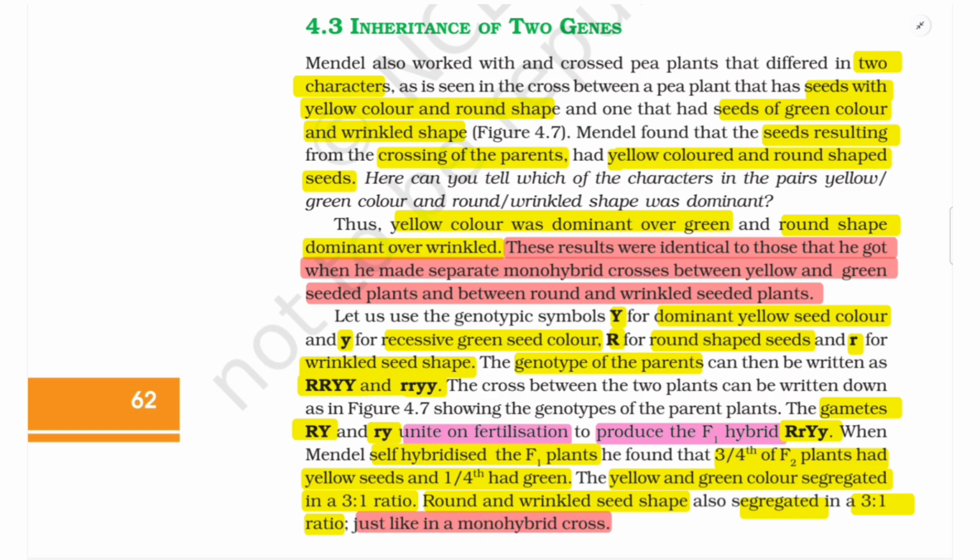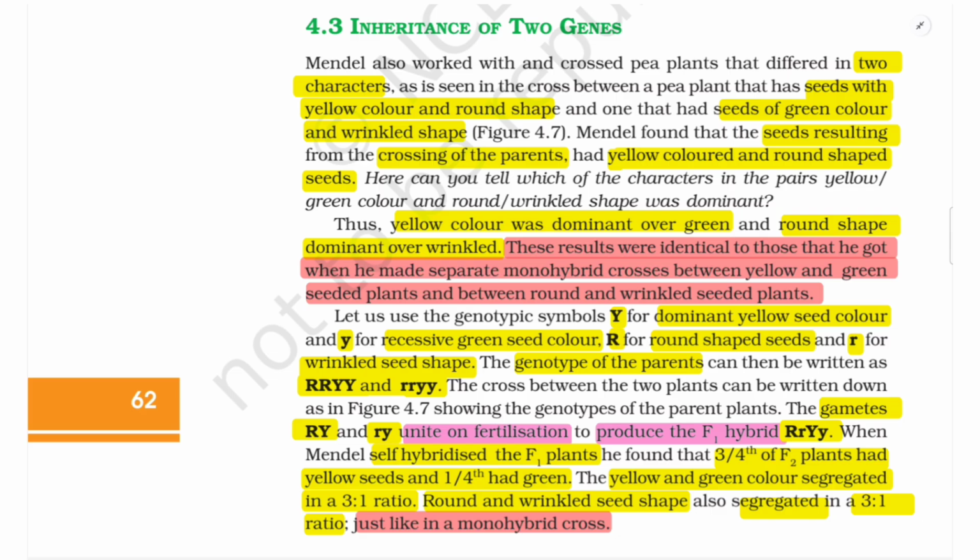4.3 Inheritance of two genes. Mendel also worked with and crossed pea plants that differed in two characters, as is seen in the cross between a pea plant that has seeds with yellow color and round shape and one that had seeds of green color and wrinkled shape. Figure 4.7. Mendel found that the seeds resulting from the crossing of the parents had yellow colored and round shaped seeds. Here, can you tell which of the characters in the pairs, yellow or green color and round or wrinkled shape, was dominant? Thus, yellow color was dominant over green and round shape dominated over wrinkled.